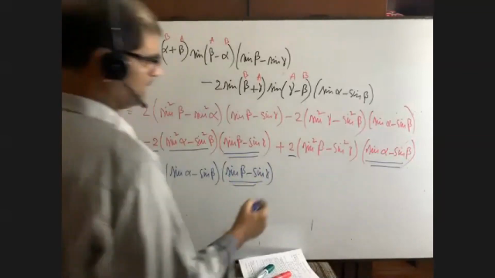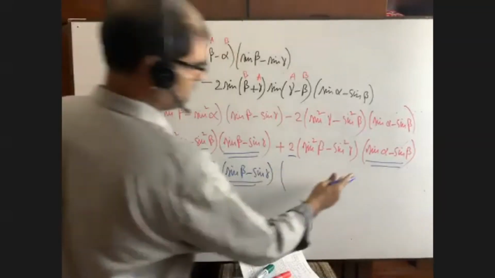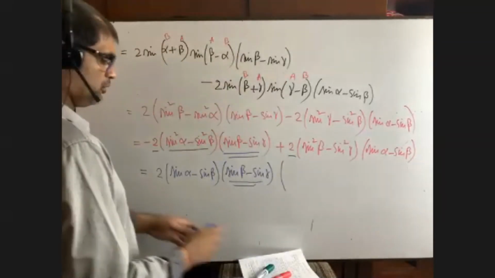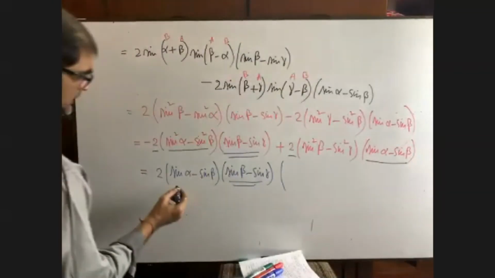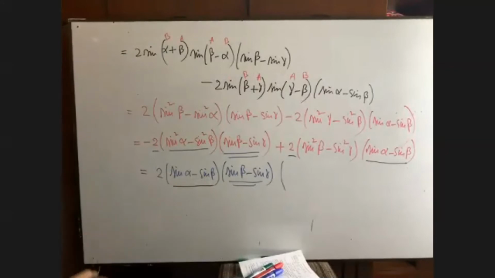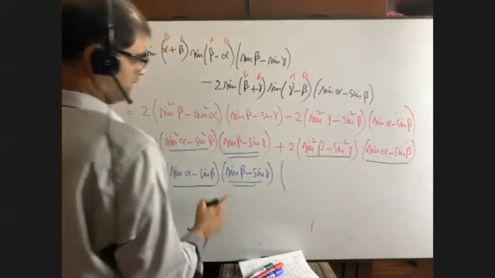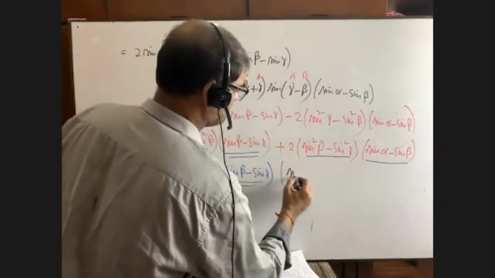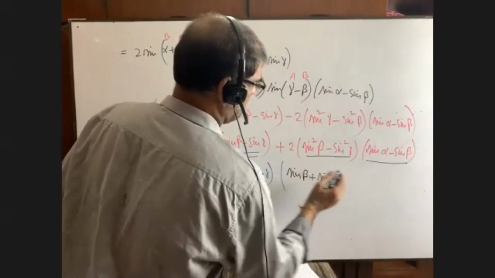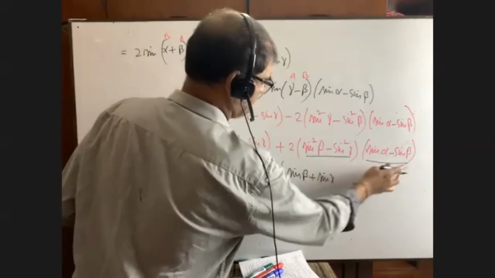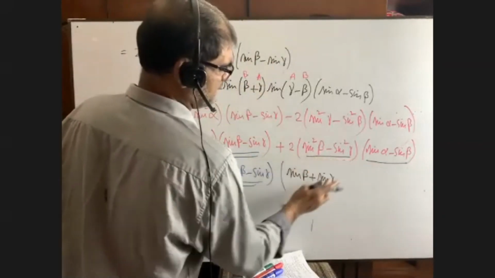Now we are left with, can you please tell me, we are left with what? Please try to understand. What common have we taken? Sin alpha minus sin beta has been taken common. Very good. And here, sin beta minus sin gamma. Then we are left with sin beta plus sin gamma. I have just completed this part at first because it is positive. So positive has been taken here, and we are left with sin beta plus sin gamma, right?